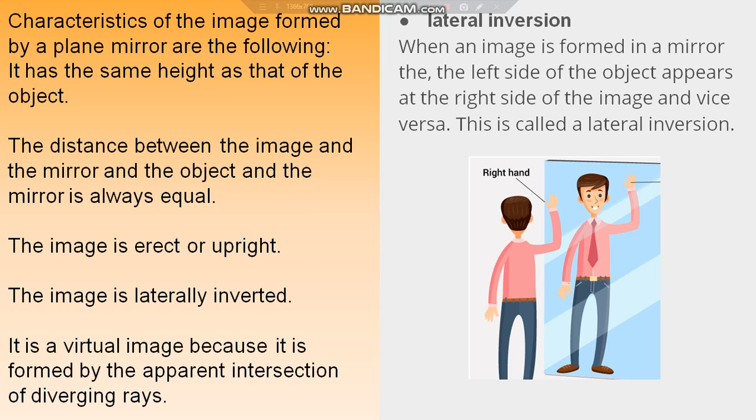And what does the word lateral inversion mean? Lateral inversion is when the left-hand side appears as the right-hand side in the image. Our left side appears to be the right side when we look at ourselves in the mirror, and that phenomenon is called lateral inversion. And vice versa, LHS can appear as RHS, and at the same time RHS can appear as LHS.